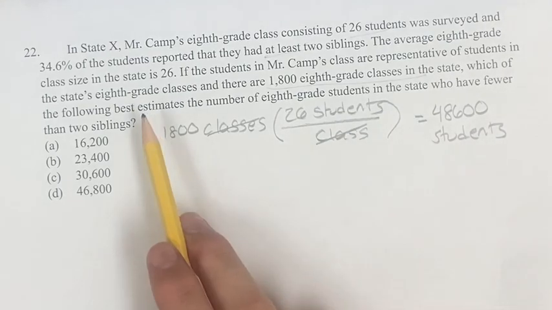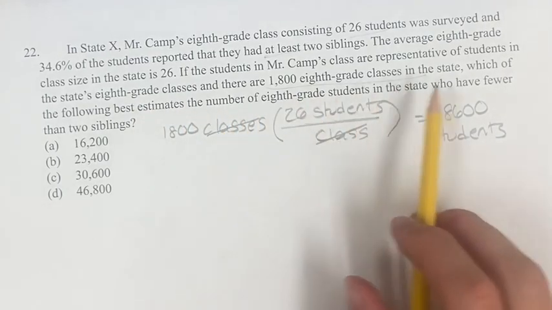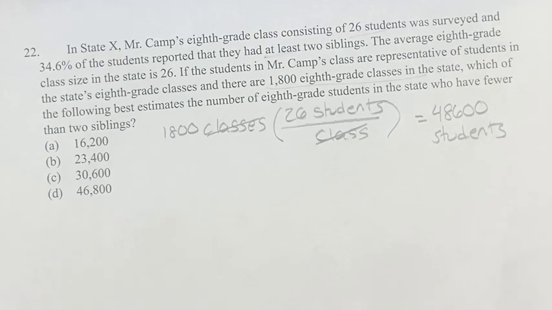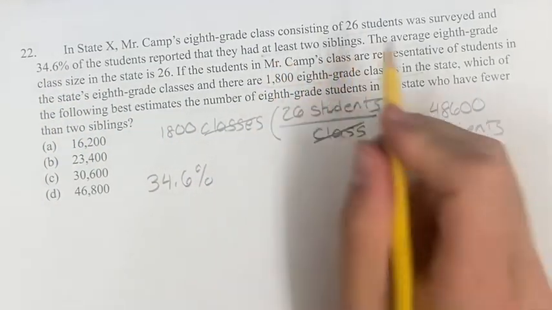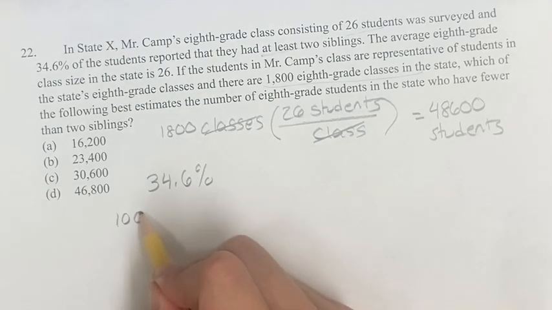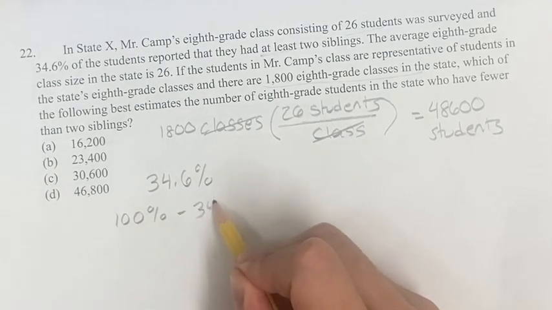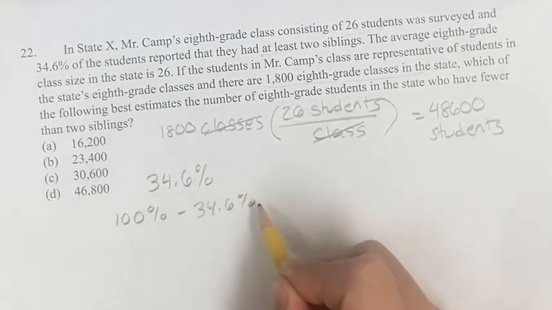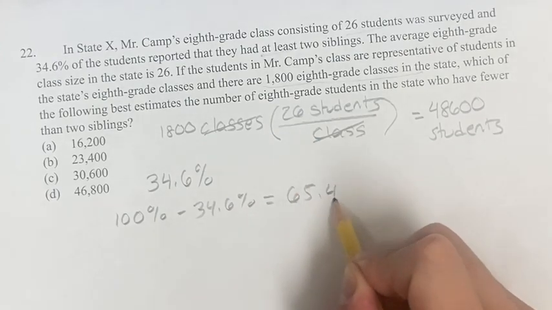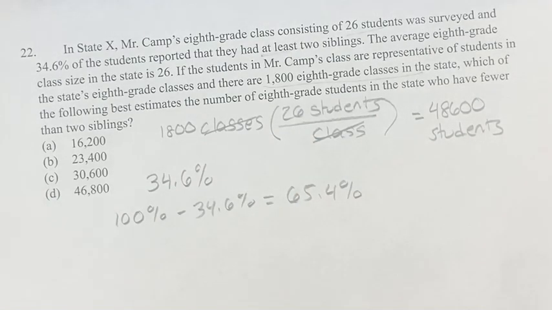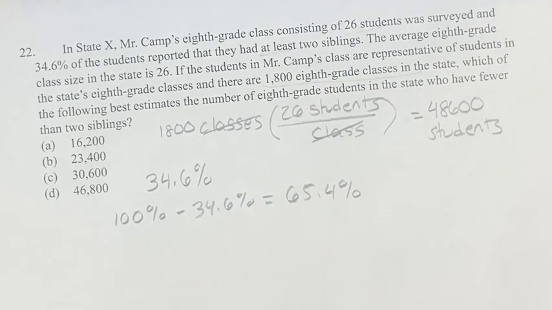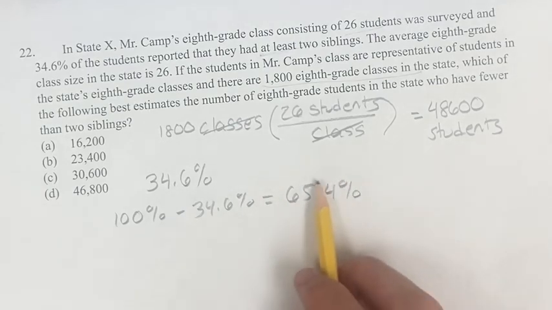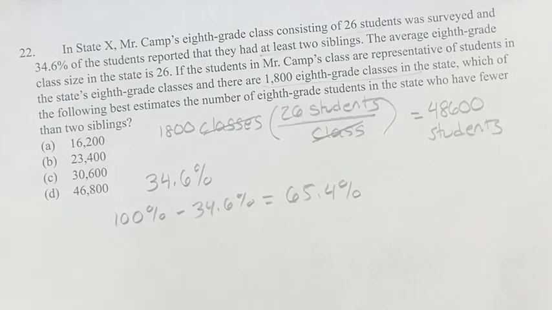We are looking to estimate the number of 8th graders in the state who have fewer than 2 siblings. So if 34.6% have at least 2 siblings, 100% minus 34.6%, right? So this is the rest, which is 65.4%, have fewer than 2 siblings, right? If you don't have at least 2, you have fewer than 2. And so we're looking for what is 65.4% of 48,600.